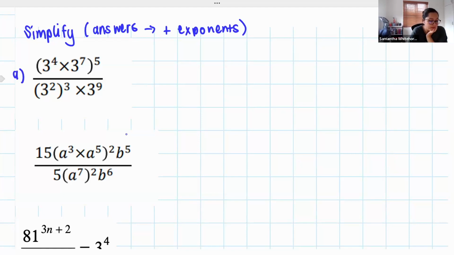Okay, so if we have a look at the first question, let's number this, question A. We have got 3 to the power 4 times 3 to the power 7, all to the power 5, divided by 3 to the power 2 cubed times 3 to the power 9. Now, there's a lot going on there. So the first thing that we want to try and do is do all of our multiplication, deal with all of our exponents before we even start with the division.